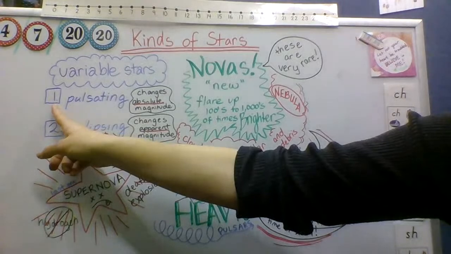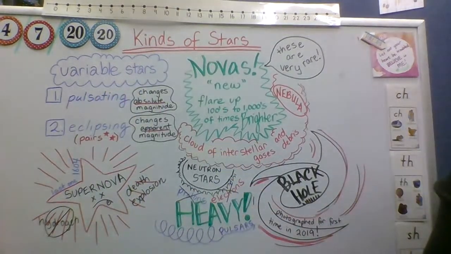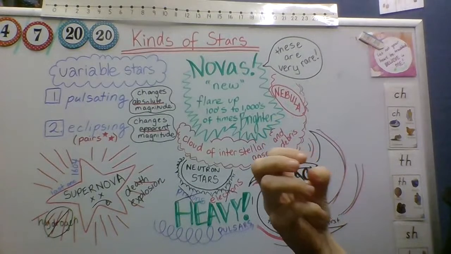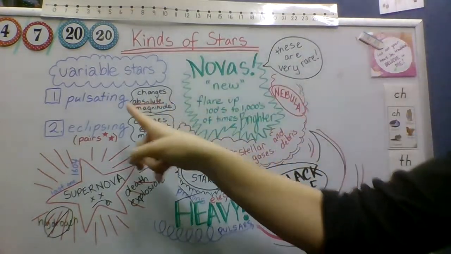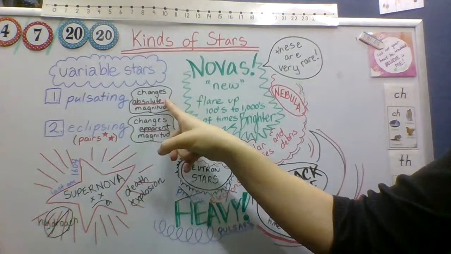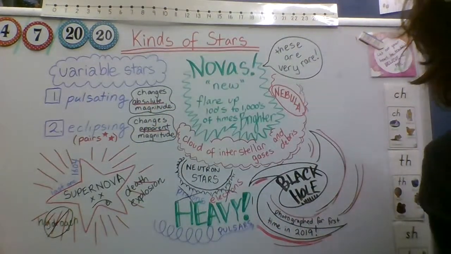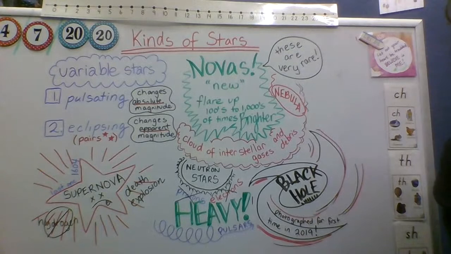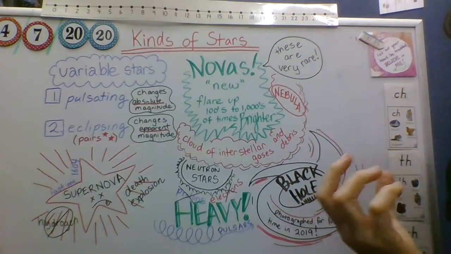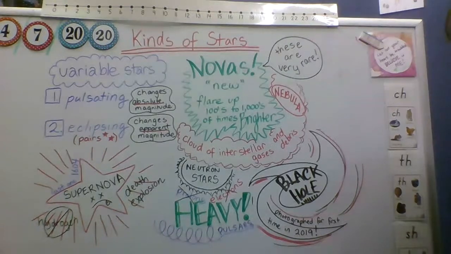Number one here we have is the pulsating stars. And pulsate means to change regularly, and in this case, the pulsating star changes its absolute magnitude. Now, if you remember from our last video, we talked about absolute magnitude is the actual or true brightness of a star. So it's actually changing its own brightness, whether there's a change in the makeup of the star, something happens within the star to cause it to actually become brighter, and then become dimmer. And so that will be called a pulsating star.